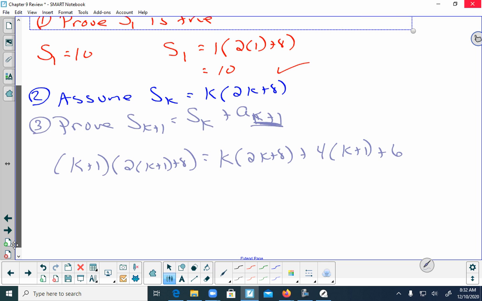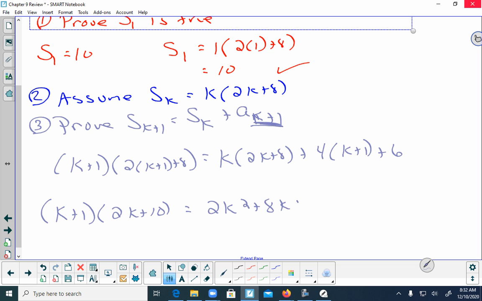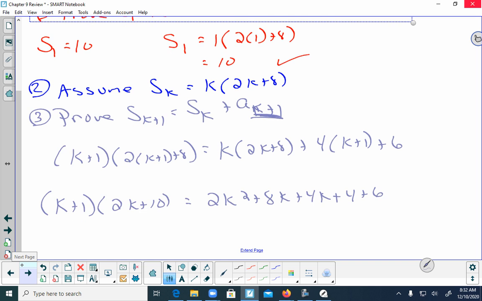I am going to try and simplify. This will be k plus 1. This is 2k plus 2, so 2k plus 10. And over here, I'm assuming you guys just multiplied, so 2k squared plus 8k plus 4k plus 4 plus 6. I didn't combine any like terms, I just did it.